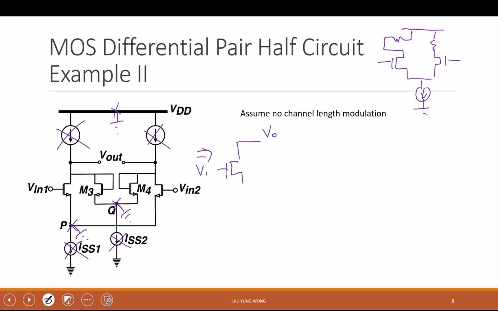I have V in here. And I forgot to label the transistor. This is M1. Let me call it M1. This called M2. And this is grounded because this is at P. Okay? Then this is connected to M3.